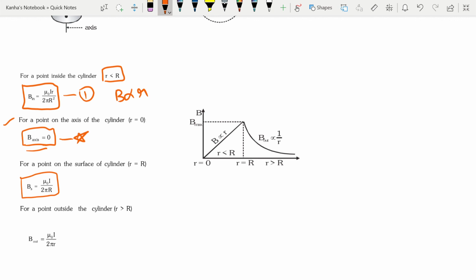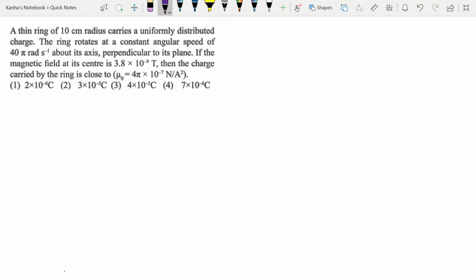And for a point outside the cylinder, which is r greater than R, you have mu naught I by 2 pi r. So here it is varying inversely with r. So the graph for it can easily be made. The graph includes B on the y-axis and r on the x-axis, and this is the linear relationship and this is the inverse relationship. So the next question is in front of you.